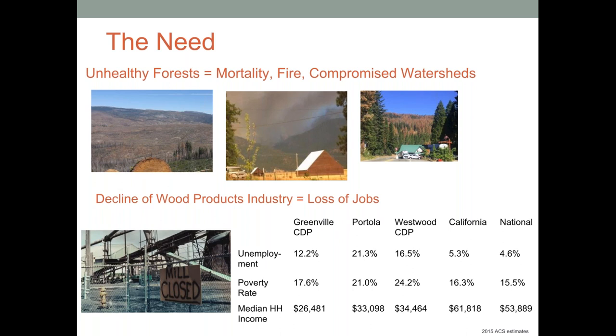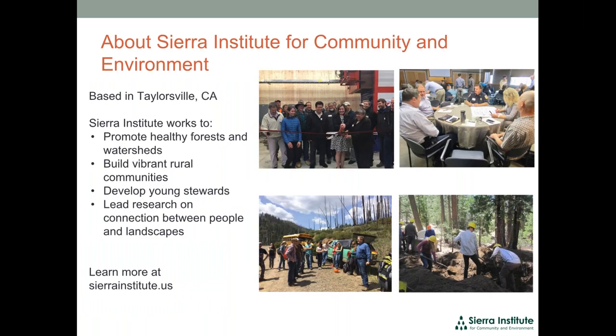And fires also damage watersheds, and this is a really important watershed we live in, as it feeds the State Water Project, which supplies LA with its water. So what happens up here matters statewide. This area is also very impoverished following the decline of the timber industry over the last 30 years. We just haven't really seen jobs come back since then, and we have high unemployment and poverty and lack of jobs.